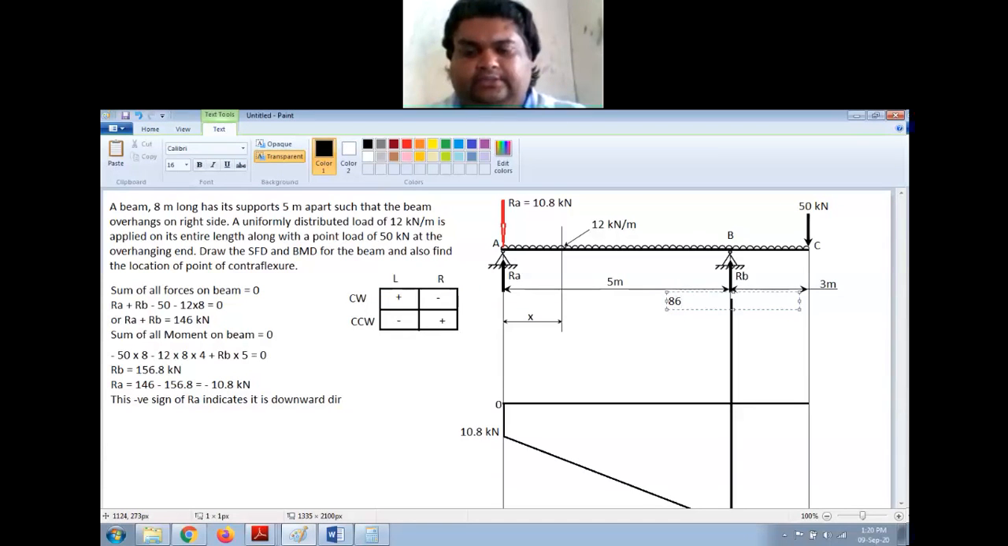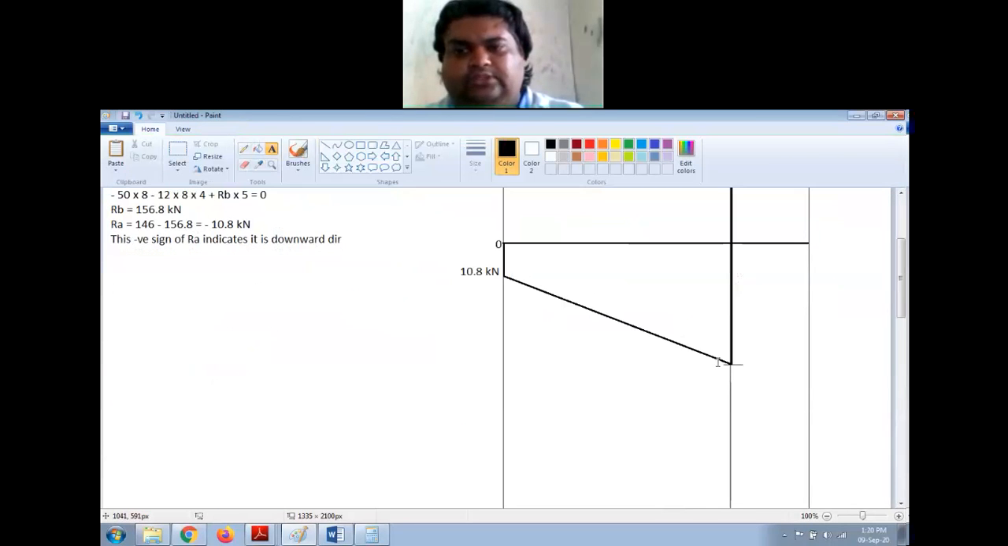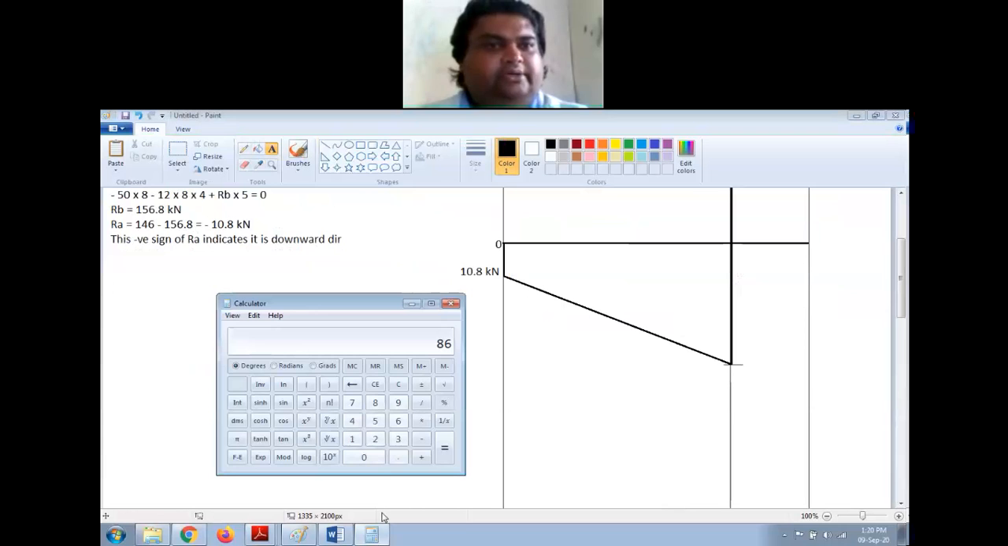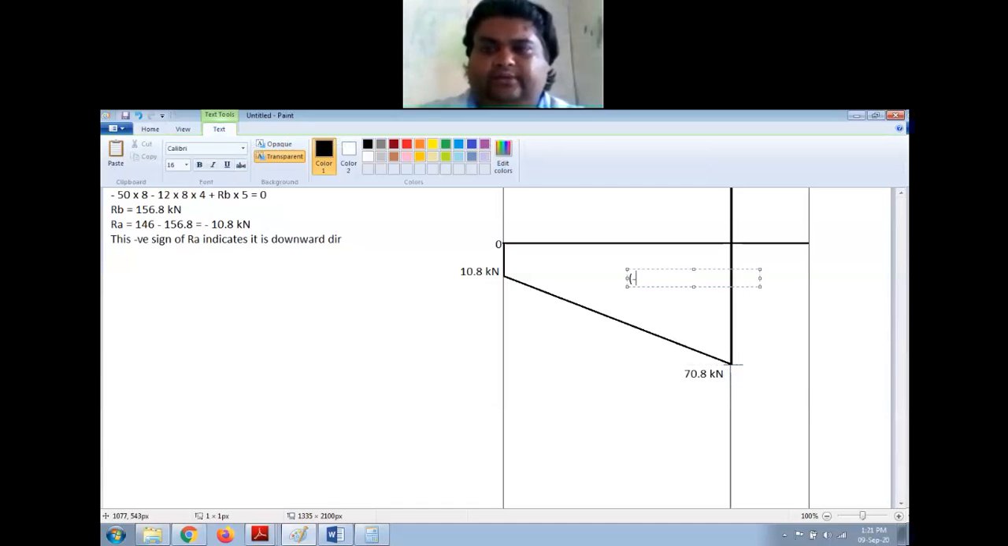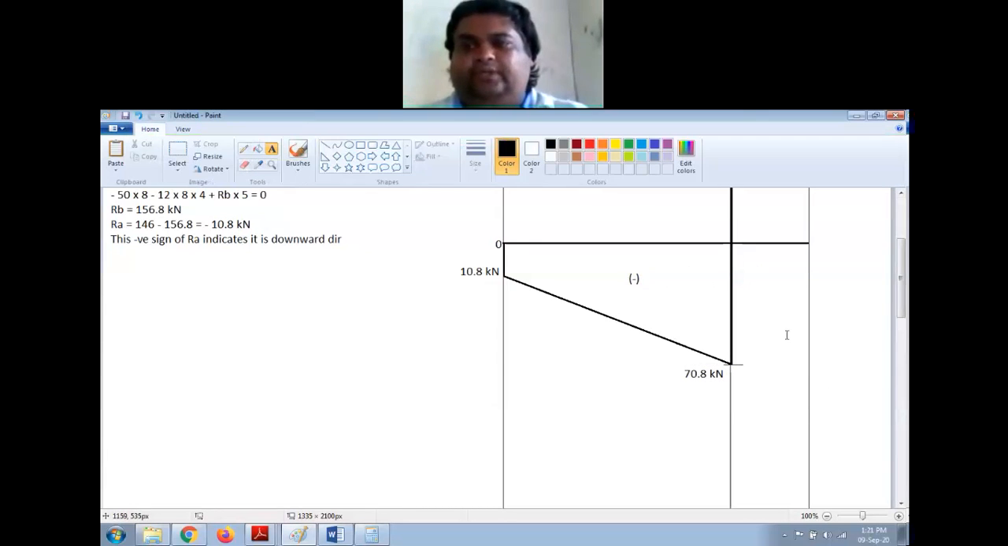This is 86 kilonewton force. And how much was this? 70 point something, right? 86 minus 56.8 minus 70.8. So I'll just write this 70.8. Since it is on the negative side, it indicates minus kilo. You don't have to explicitly write minus here. Here I can write it as minus like this. Okay.